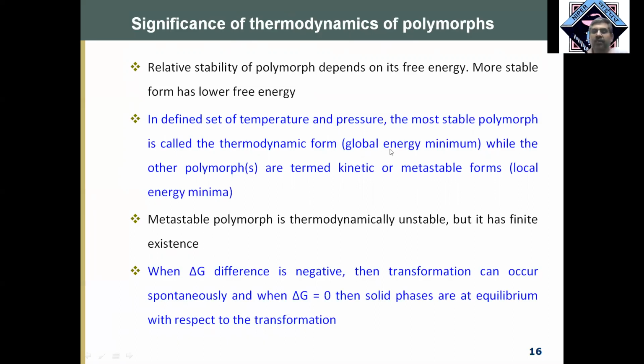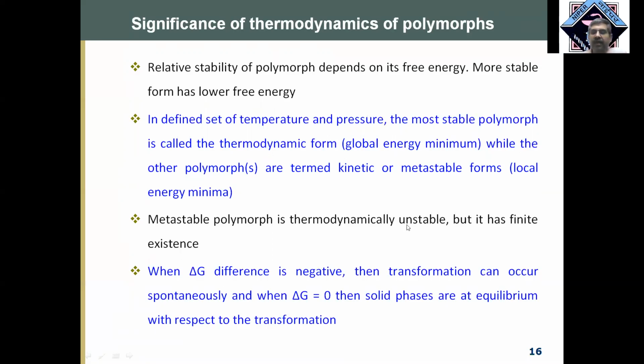Since it has the global energy minimum. Global means amongst all known forms, it has the least energy, while the other polymorphs are termed kinetic or metastable forms since they have local energy minima. They may have lower energy, but if we look at all the polymorphs together, only the most stable form will have the global energy minimum.